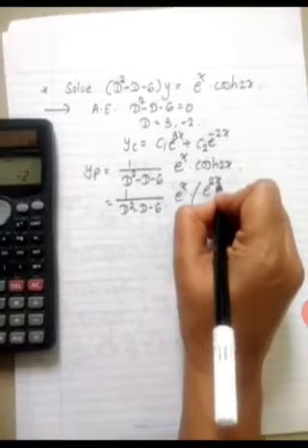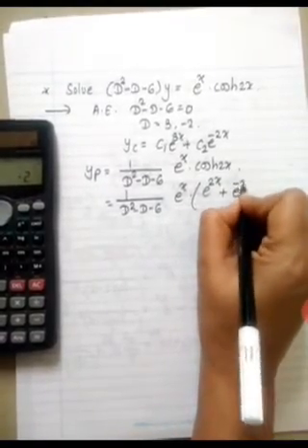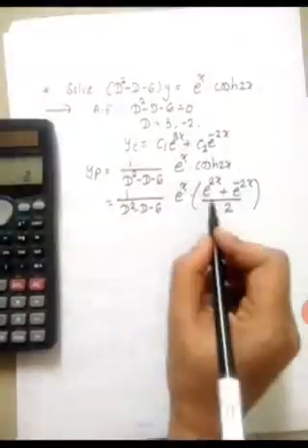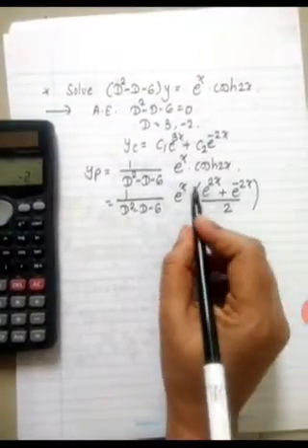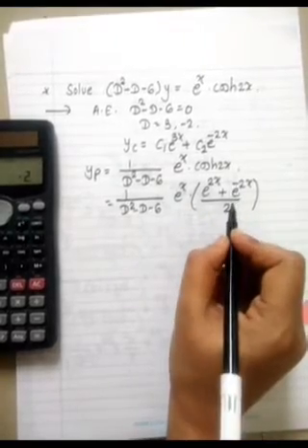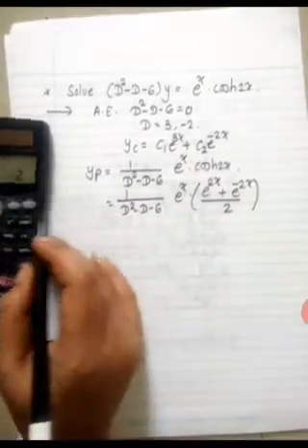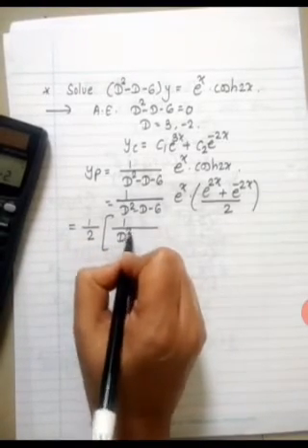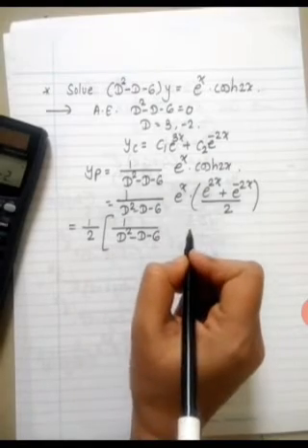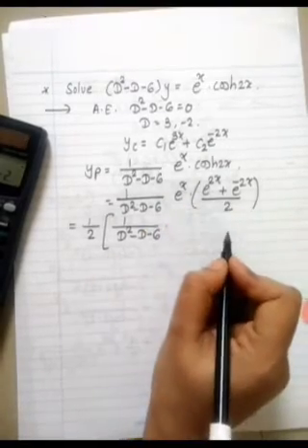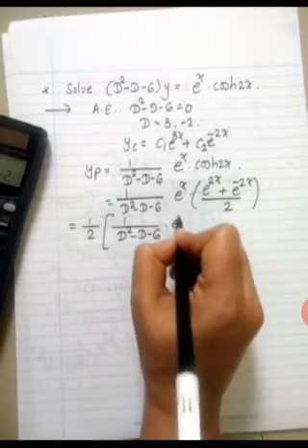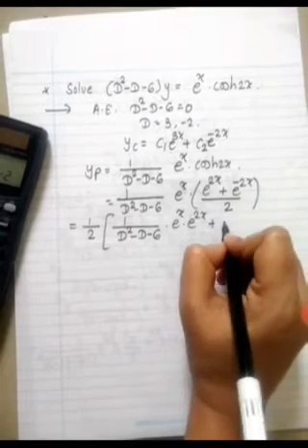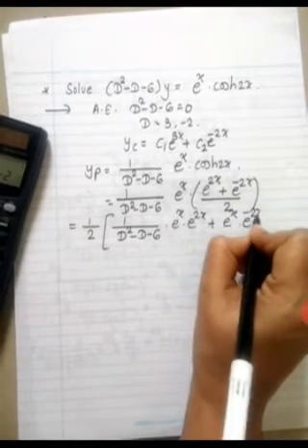e raised to 2x plus e raised to minus 2x upon 2. Very good. So if we multiply these two terms, 1 upon 2 will be common, so I'll take that 1 upon 2 outside of the whole. So it will be 1 upon d square minus d minus 6 into this into this, e raised to x into e raised to 2x. Let me write this: e raised to 2x plus this into this, e raised to x into e raised to minus 2x.